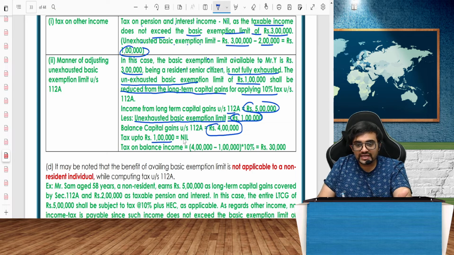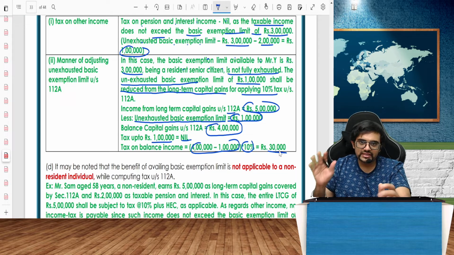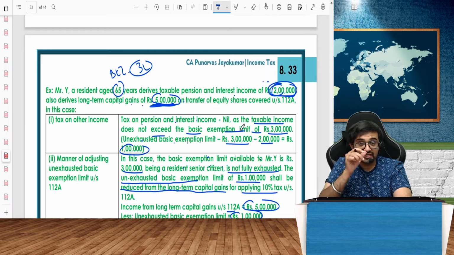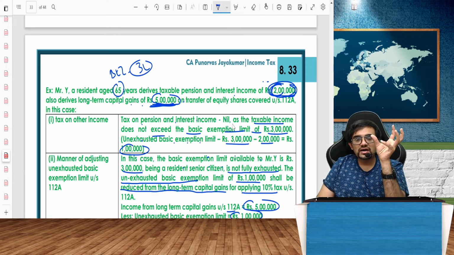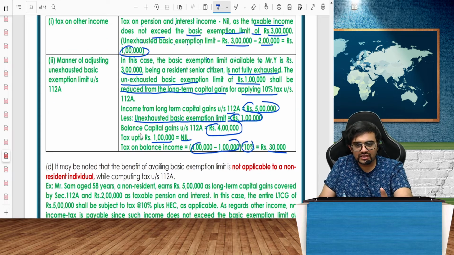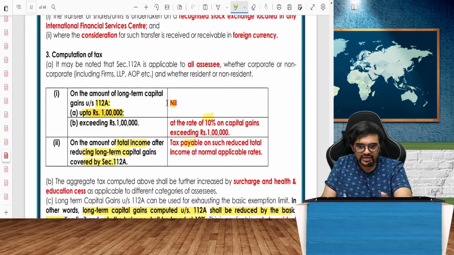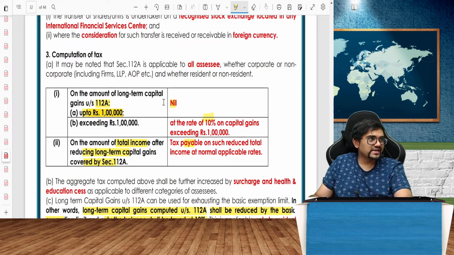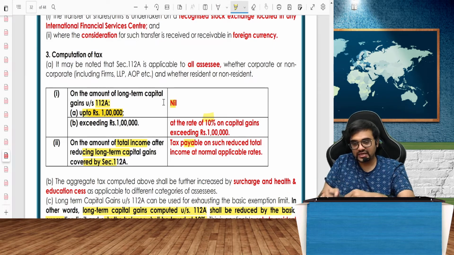Tax up to 1 lakh is anyway nil. The remaining 3 lakh is taxed at 10%, 30,000. Always we should do it like that. First, the basic exemption limit we should remove from other income. Whatever is the unexhausted portion, you should subtract from the capital gain here. And whatever you get, again 1 lakh is the other exemption you will get, because if you see here, guys, tax up to 1 lakh is nil. You will not be charged any rate anyway. Got it?